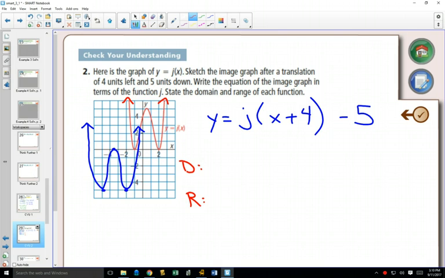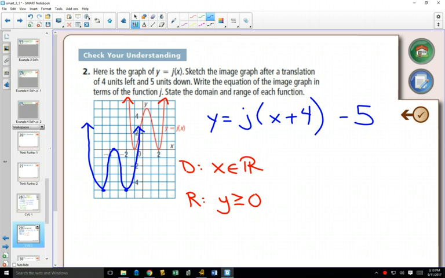And so our domain is everything. And our range, well, our smallest value for y is 0, and then it goes up forever, is everything. y greater than or equal to 0.